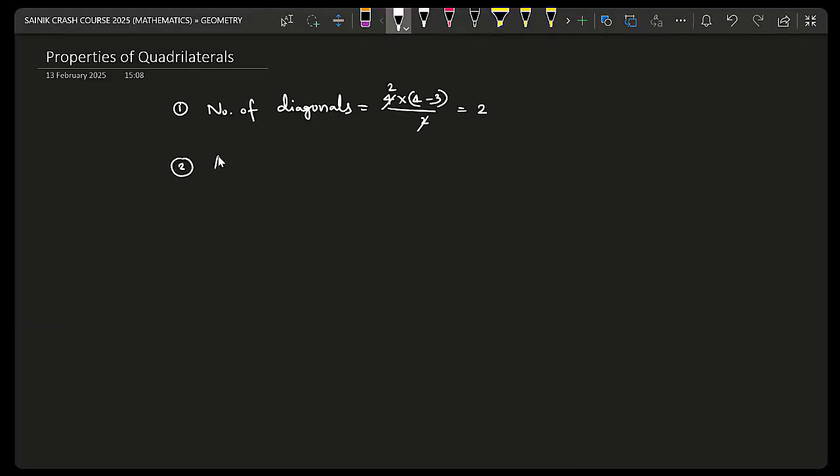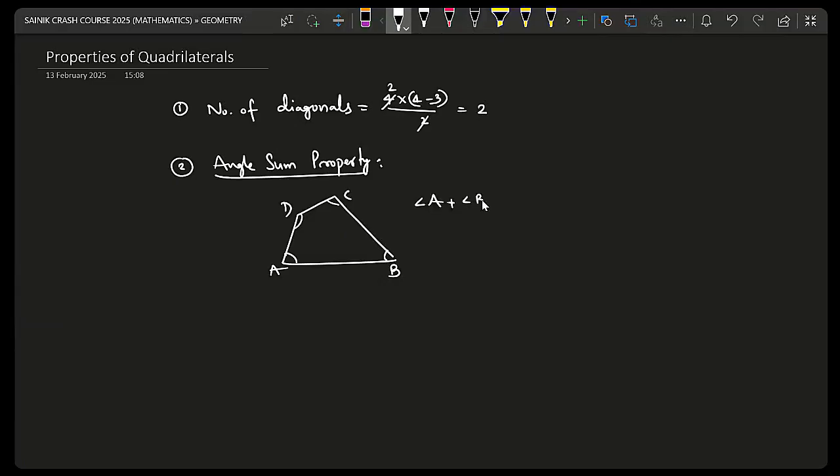And then the angle sum property. What is the angle sum property? Similarly, how we discussed the angle sum property of a triangle, for a quadrilateral also, you take any type of quadrilateral. Let us say this is A, B, C, D. Angle A, B, C, and D. So the sum of all the angles in any quadrilateral is going to be 360 degrees. So this is the angle sum property. And then we have properties of all the different types of quadrilaterals. We'll discuss in the next class.